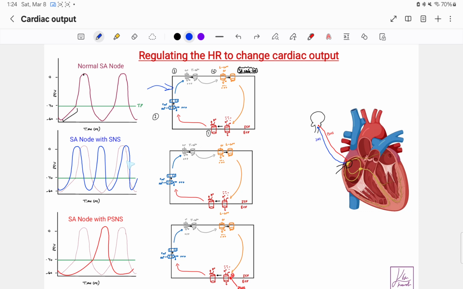Well, you're going to have to increase your cardiac output. Well, how would you do that? One of the ways is by increasing your heart rate. How would you increase your heart rate? You would activate your sympathetic nervous system. The sympathetic nervous system is going to increase your heart rate by two main ways.